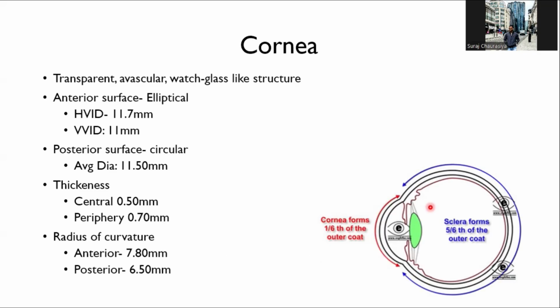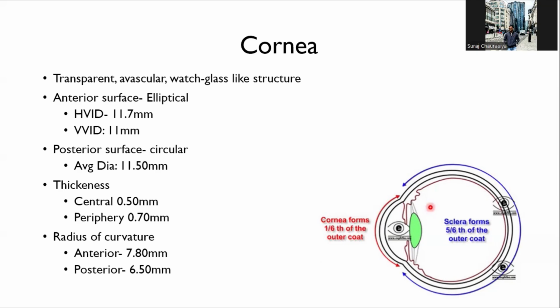First, let's briefly talk about the cornea and its normal dimensions. As we know, the cornea is a transparent, avascular, watch glass like structure, and it basically forms 1 by 6 of the total outer coat of the eyeball. The anterior surface of the cornea is elliptical and the horizontal visible iris diameter is 11.7 millimeter. However, the vertical visible iris diameter is 11 mm. The posterior surface of the cornea is circular and the average diameter is around 11.50 millimeter.